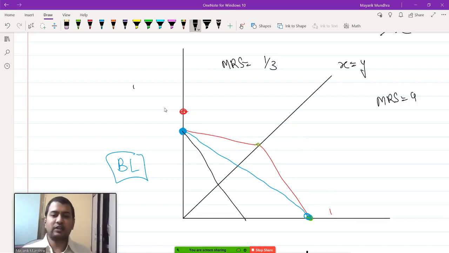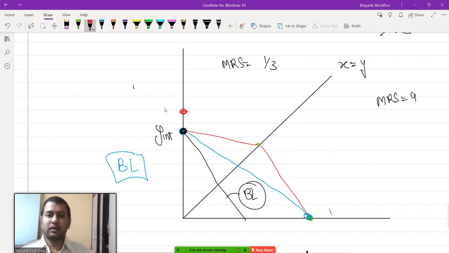Now if your actual budget line was steeper than this blue line, then in that situation the highest possible indifference curve you can reach is on the y intercept. But if your budget line were flatter than this, like this, then in this situation the highest possible utility can be achieved on the x intercept.